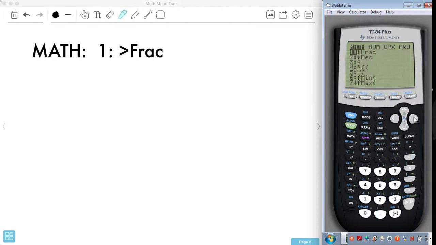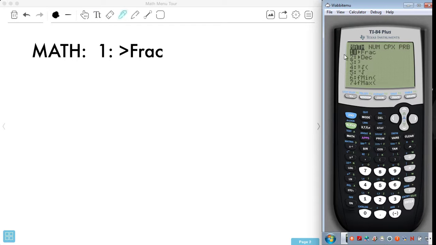Math, num for number, CPX, which stands for complex, and PRB for probability. In Applied 30 and 40, we're not going to use any of the functions under the number or complex menus, but you may have cause to use some of the stuff under math and probability, and that's why we want to look at it now.